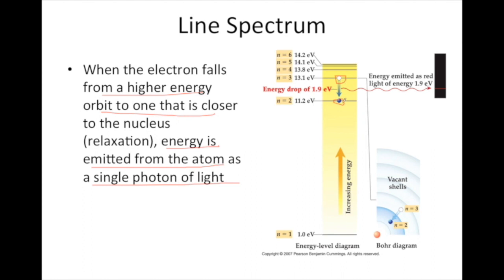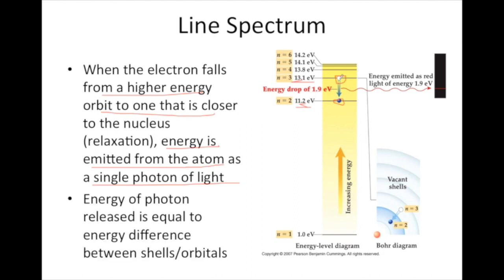Because if it falls to the second shell, it cannot still have 13.1 electron volts. It must have 11.2. So as our electron falls from 3 to 2, it essentially disappears from n equals 3, reappears in n equals 2, and it releases a photon, and the energy of that photon is equal to the energy difference between the shells, similar to what we said when it was absorbing energy. So if it fell from n3 to n2, it would disappear, reappear in n equals 2, and release a photon with 1.9 electron volts of energy. Now that's very important for you to appreciate, so be sure you're clear on that.